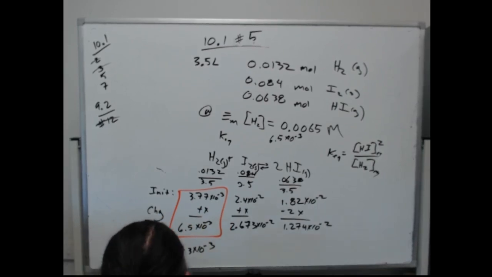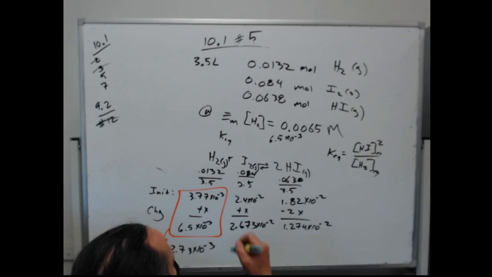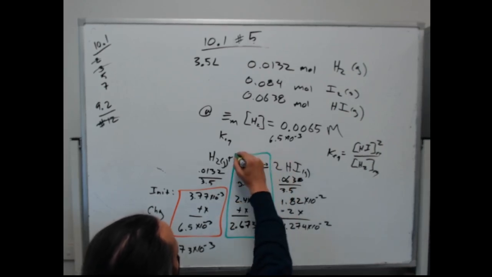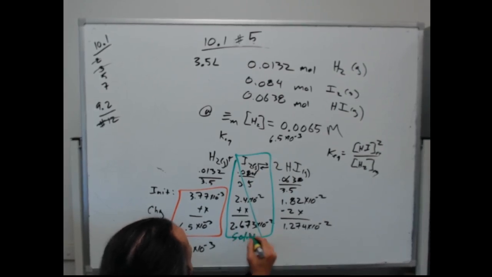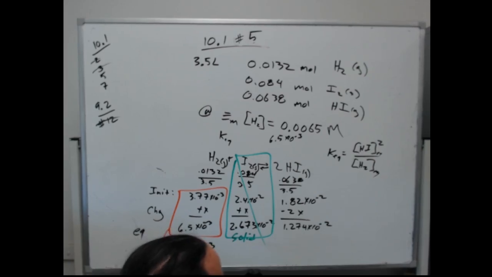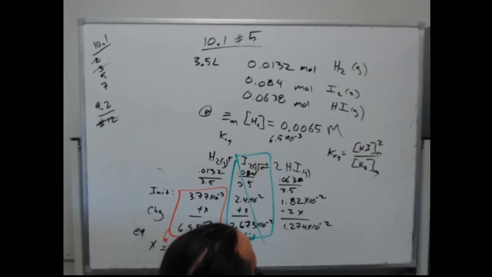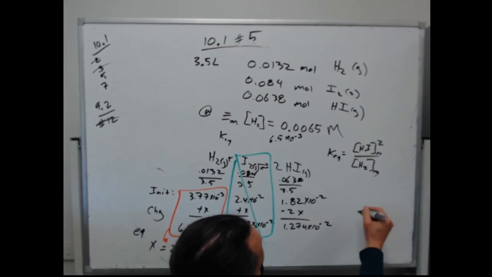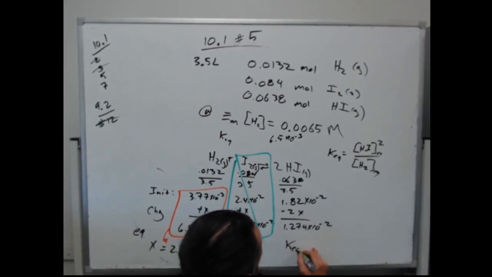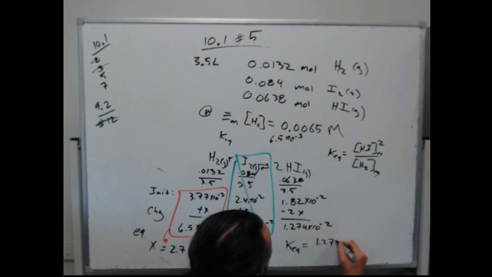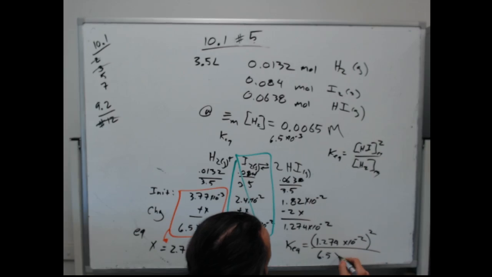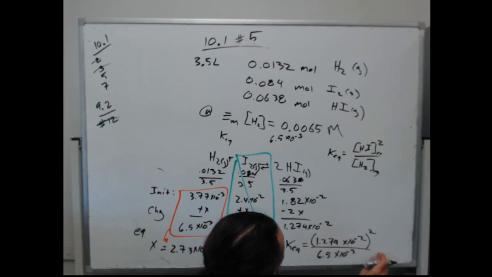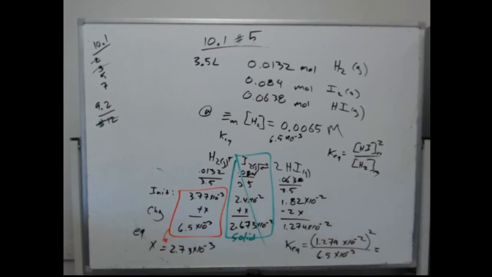Right, and we kind of did something that doesn't really matter, right? This I2, not relevant, right? It's solid. Does not participate. So then I can just take my HI concentration. I can say KEQ is equal to 1.274 times 10 to the minus 2 quantity squared divided by 6.5 times 10 to the minus 3. And I can get an equilibrium value for that.